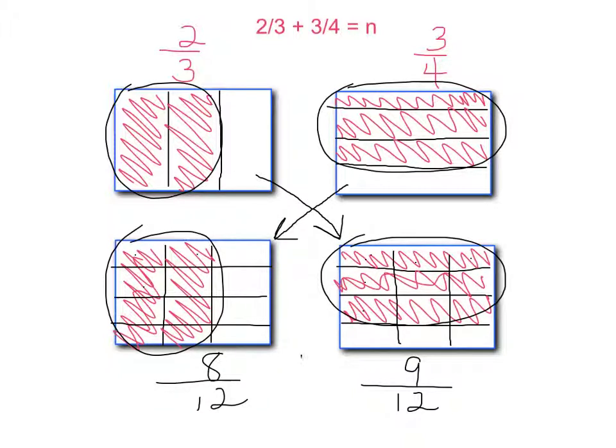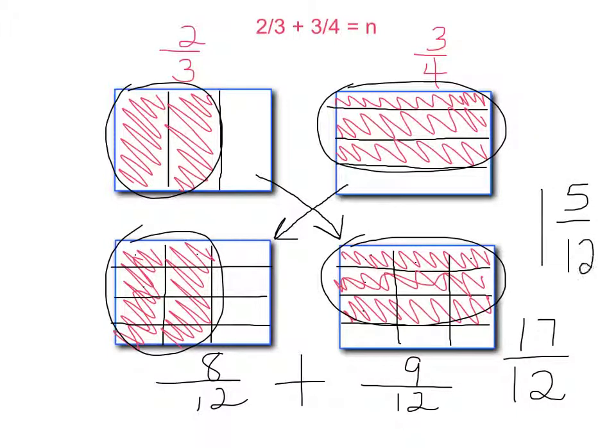Now I've got 8/12 plus 9/12 gives me a total of 17/12. Or if you want to put that into a mixed number, this answer would be one group of 12 and there are 5/12 left over.